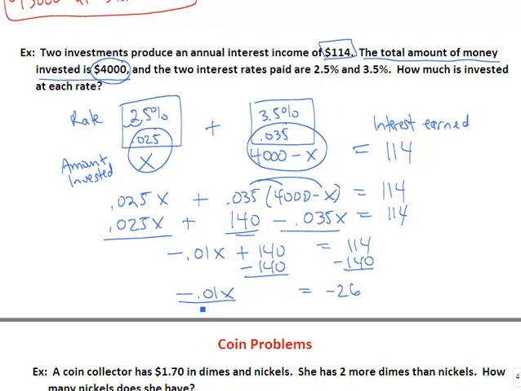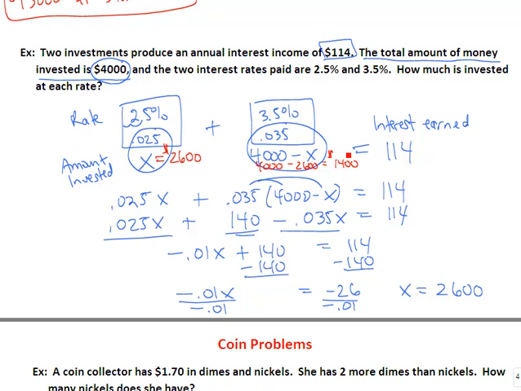To finish solving, I'm going to divide both sides by negative 0.01. So negative 26 divided by negative 0.01 turns out to be 2600. Now what did we just solve for? We found x. What did x represent? X was the amount invested at 2.5%. So this would be $2,600. How much is invested in the other account? Well, remember that was 4,000 minus whatever we put in the first one. So 4,000 minus 2,600 means I had $1,400 left over to invest at 3.5%.